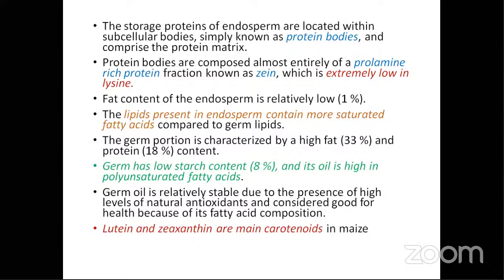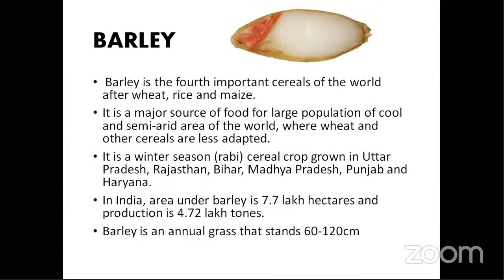The carotenoids which are present in maize, the main ones are lutein and zeaxanthin. Zea comes from Zea mays. Zeaxanthin and lutein are the main carotenoids of maize.